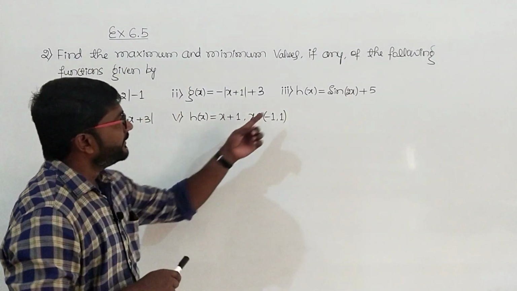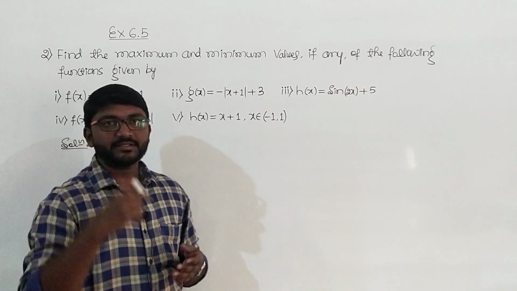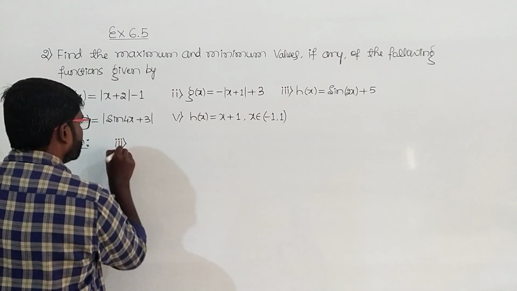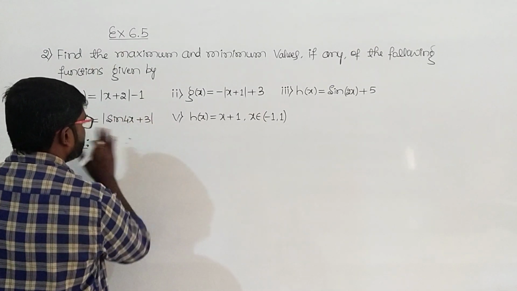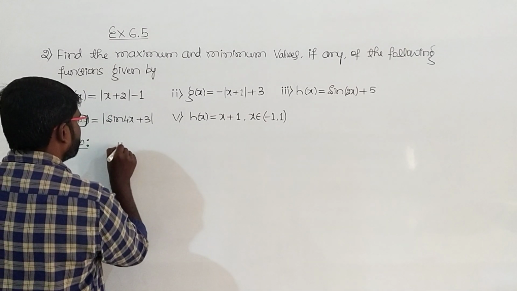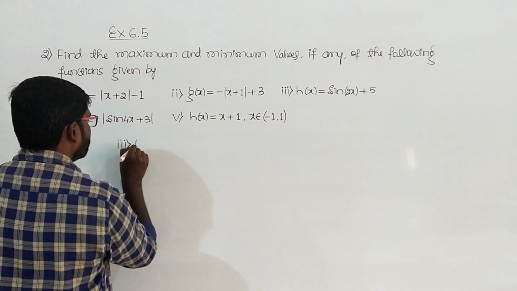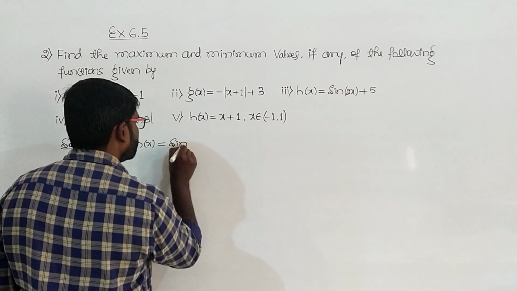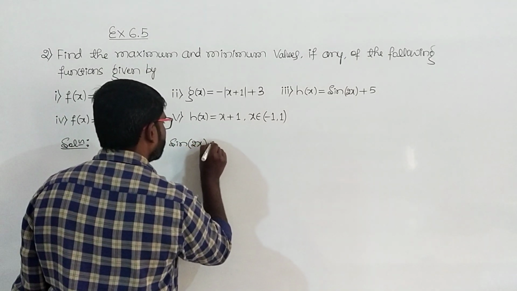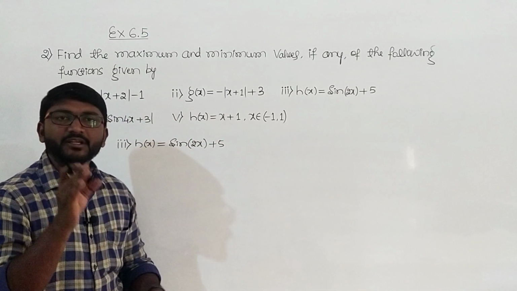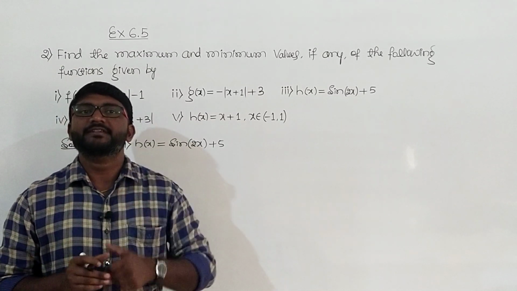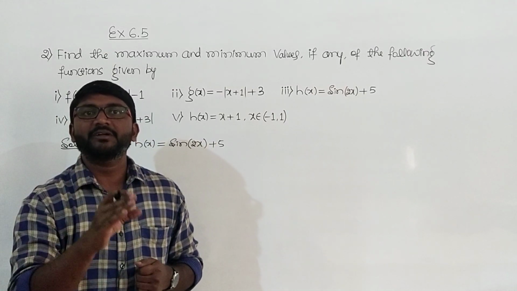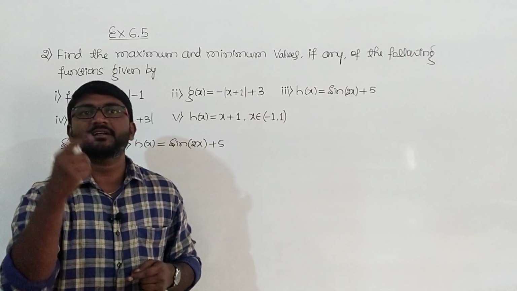Well, the third one is h of x equal to sine 2x plus 5. So we all know the range of sine function that we have studied in our first PUC. What is the range of sine function? It is minus 1 to plus 1, that is the closed interval minus 1 comma 1.